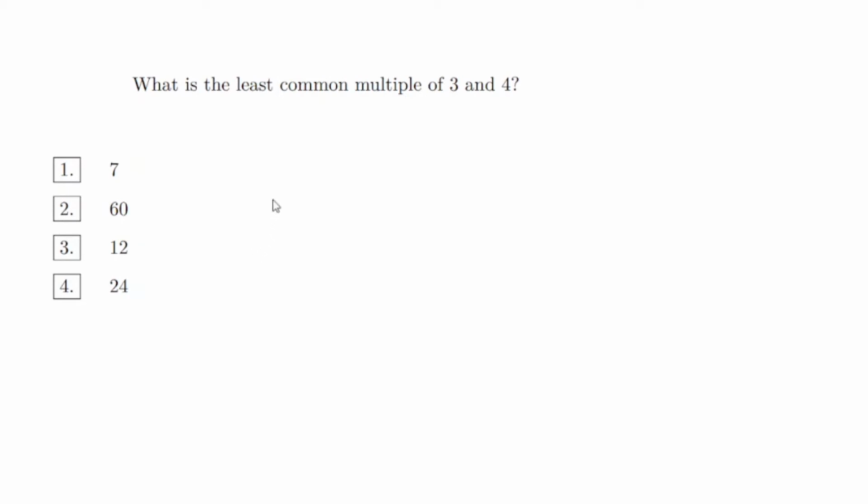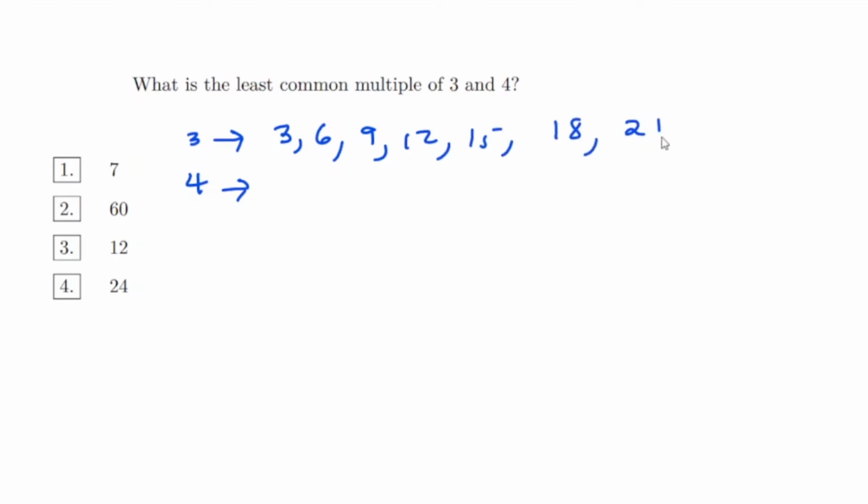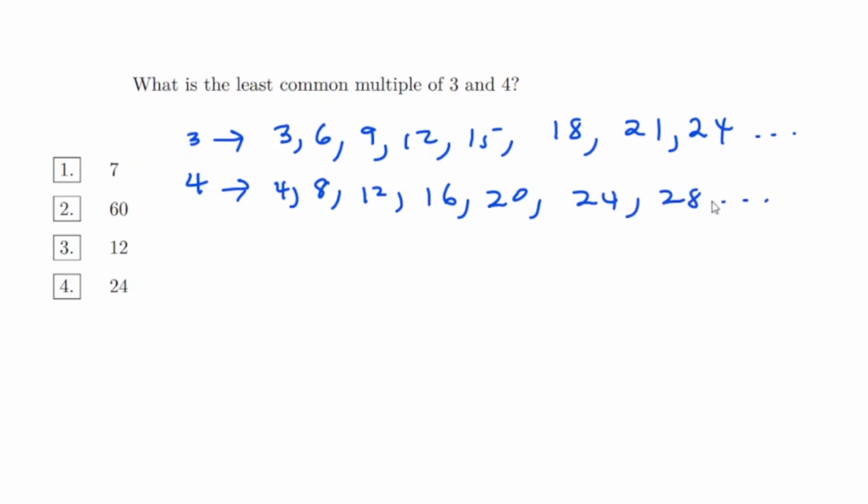What is the least common multiple of 3 and 4? Well, we just list out the multiples of 3 and 4. Multiples of 3 are just the times table for 3. So it's 3, 6, 9, 12, 15, 18, 21, 24, and so on. And then multiples of 4 are 4, 8, 12, 16, 20, 24, 28, and so on.